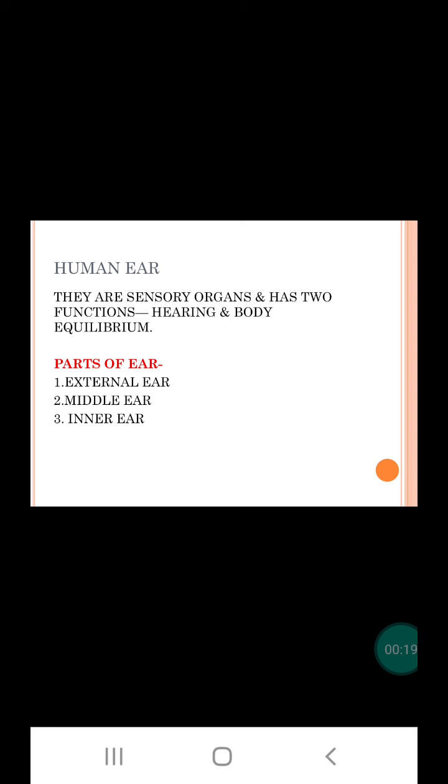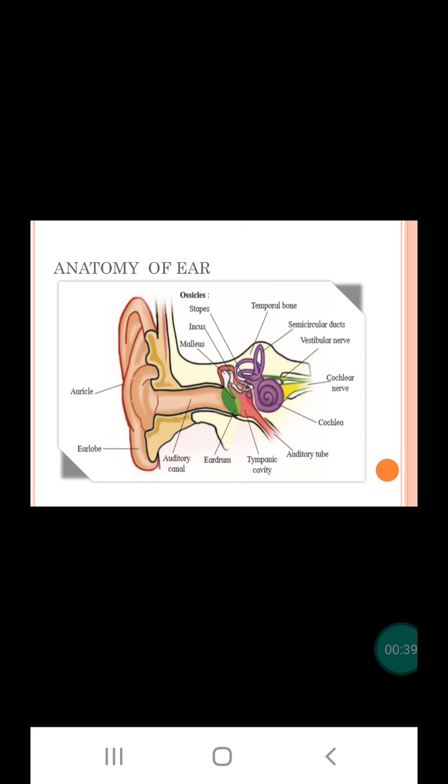The ears are the sensory organs involved in hearing as well as in the maintenance of body equilibrium or body balance. The anatomy of the ear shows three divisions or three parts: the external ear, middle ear and inner ear. So this is the figure showing the anatomy of the ear. We'll discuss its parts in detail one by one.